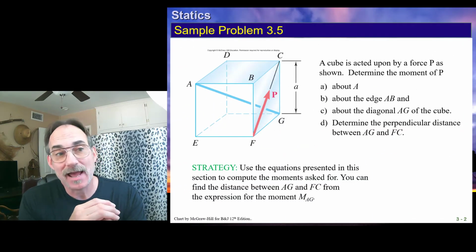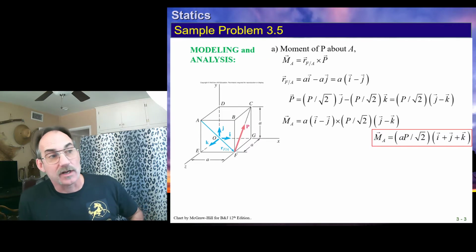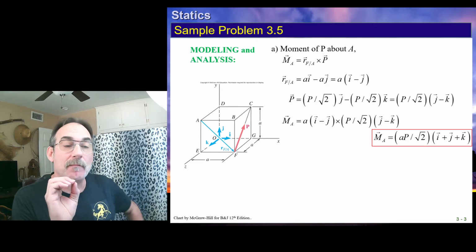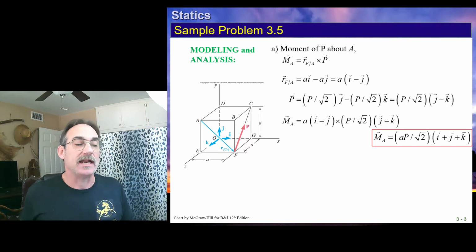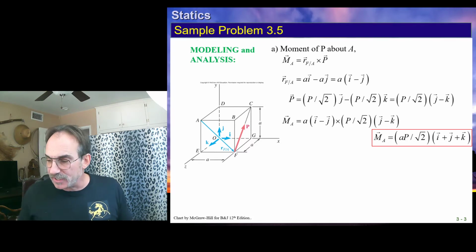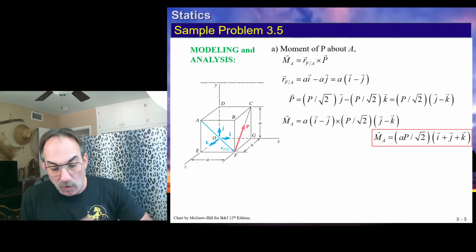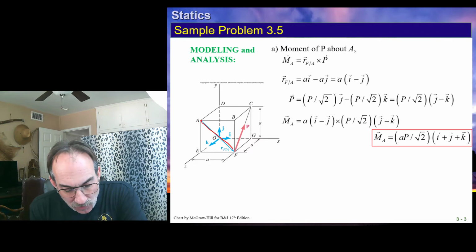So let's walk systematically through how we will solve each of these. We're going to start off by solving for the moment of P about point A. This is pretty straightforward. We're going to need to use the cross product, R cross F. Now the question is, what R do we need and what F do we need? So let's start out by saying, if we want the moment about this point A, all we need is the line segment from A to any point along the vector P. We can use this. This line segment is AF.